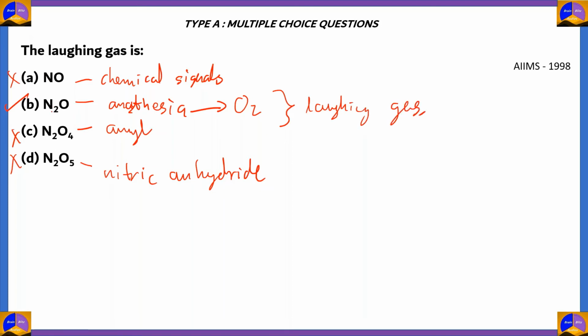Option B, N2O, nitrous oxide, is the right option for the gas laughing gas. So laughing gas has the chemical formula N2O, and its technical name is dinitrogen monoxide or nitrous oxide.